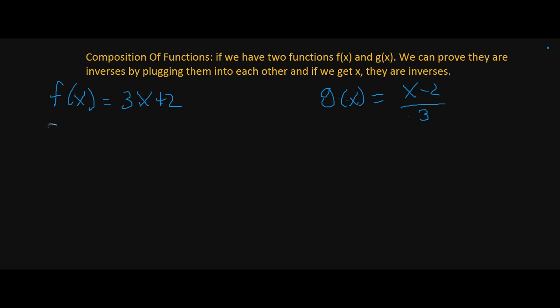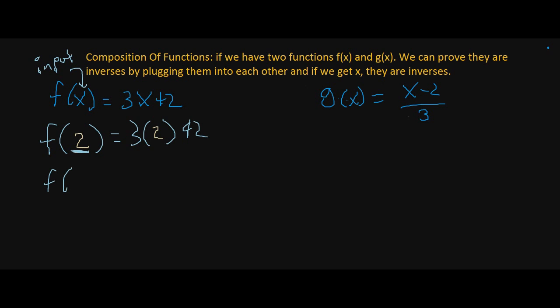Alright, if I told you to solve for f of 2, what would you do? Well, remember, this is our input. So whatever number I have here, I'm going to replace the x. So if I have f of x equals 3x plus 2, I'm going to have 3 parentheses, replace it with 2, and we're going to get plus 2. So f of 2 is equal to, what's 3 times 2? Well, that's 6 plus 2. And so f of 2 is equal to 8.